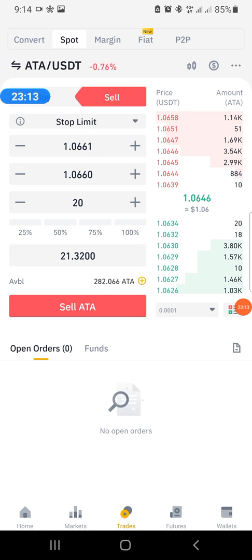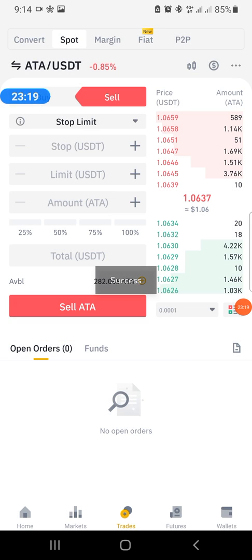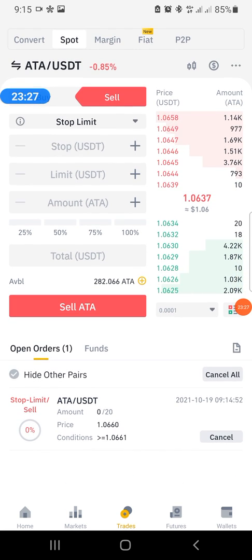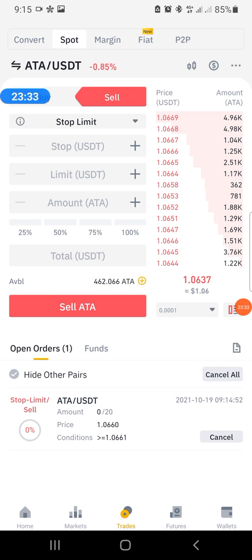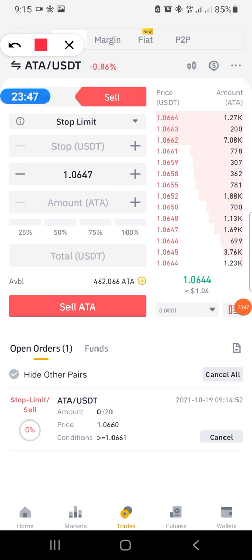I click on sell. My order is now pending. Let me show it to you so that you'll be able to see it. My order is pending. This is the price I input, and these are the conditions.